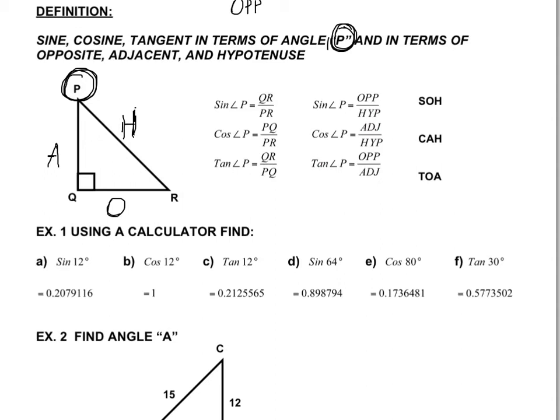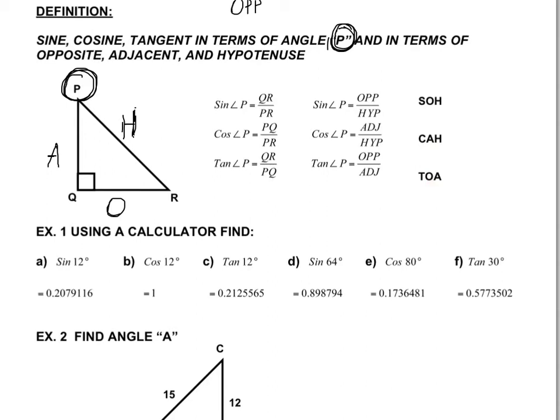So sine of angle P is whatever your opposite side is divided by your hypotenuse. It happens to be QR over PR. For cosine, it's adjacent over hypotenuse, and for tan, it is your opposite side over your adjacent side. You have to memorize this. Some people use this acronym, SOHCAHTOA. Sine is opposite over hypotenuse, cosine is adjacent over hypotenuse, tan is opposite over adjacent. And you just have to memorize them.